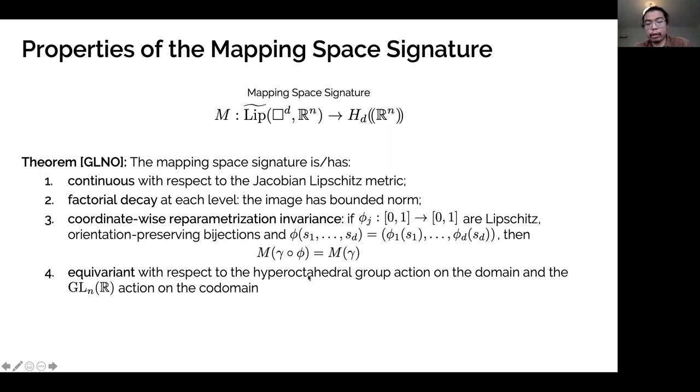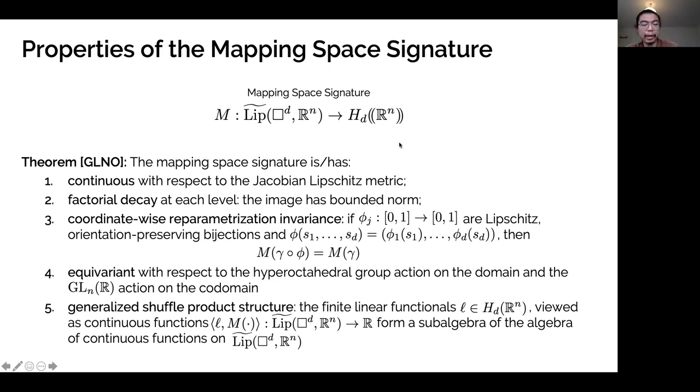So we can also explicitly write down what, if we apply this group action to the domain, we can also obtain the corresponding signature as other monomials that are already computed. And additionally, it's also equivariant with respect to the GL n action on the codomain. And this is precisely because these are simply integrals, and there's a corresponding induced action on this Hilbert space.